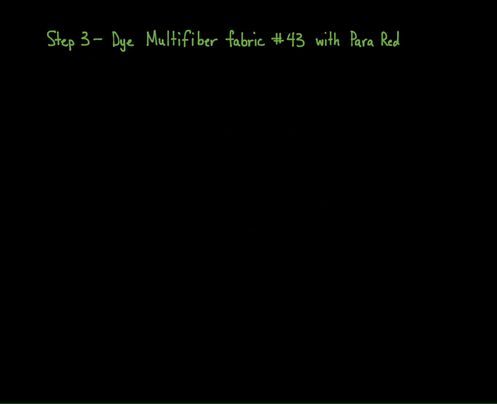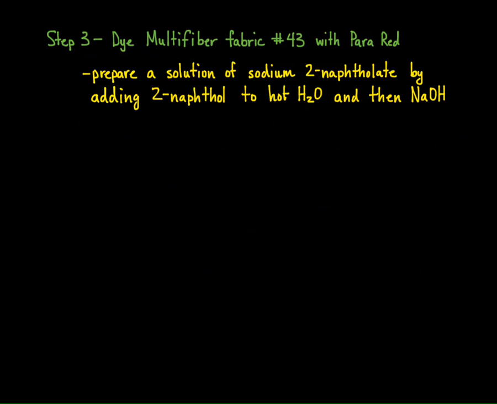Steps 3 and 4 involve preparing para red. In step 3, you will dye a piece of multi-fiber fabric, labeled number 43, with the para red. To do this, you need to prepare a solution of sodium 2-naphthalate by adding 2-naphthol to hot water and then slowly adding sodium hydroxide to the solution until about 3/4 of the 2-naphthol has disappeared. As the 2-naphthol gets deprotonated, the salt is soluble in water and dissolves.